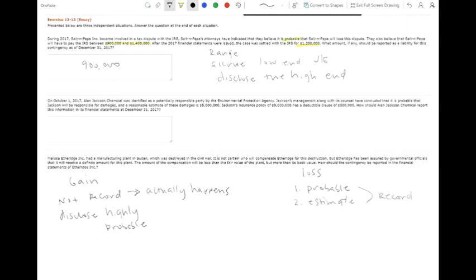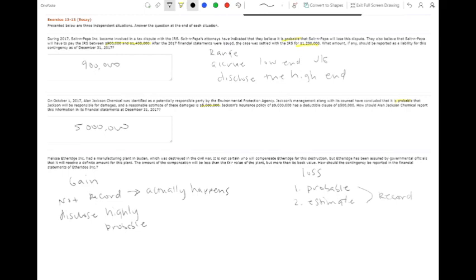Okay, let's move on to the second one. Allen Jackson Chemical was identified as a responsible party by the EPA, and they have concluded, again, we see that language, that it's probable. So I'm going to be responsible for the damages, and the amount of the estimate is $5 million. Remember, for the loss, it just has to be probable and have an estimate, and I know it's probable, and they give me the amount. It's not a range, so it's $5 million. And so that's the amount that I'm going to record as a liability.